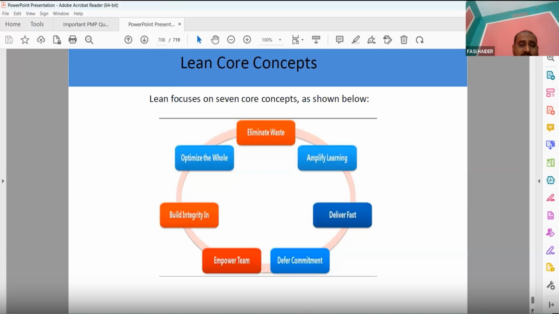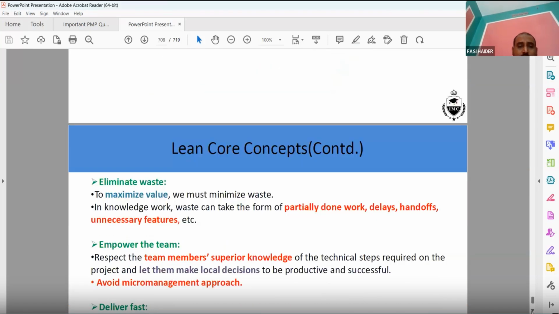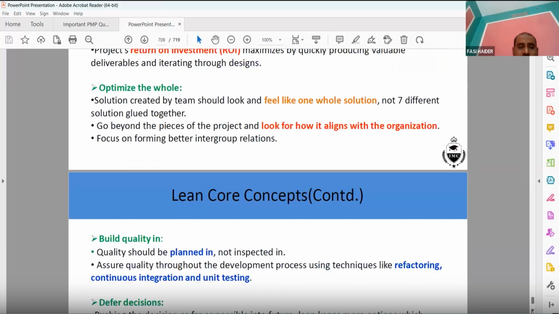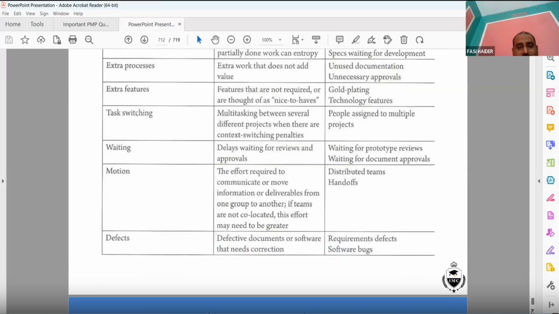Optimize the whole, amplify learning, build integrity in, deliver fast, empower the team, and other things. Lean core concept, seven types of waste. If you remember, TIM WOOD, we said time, inventory, and everything. I shared the presentation also.